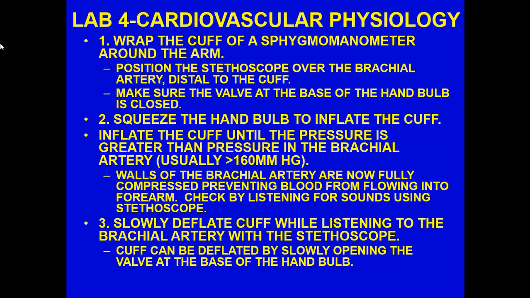Now, inflate the cuff until the pressure is greater than the pressure in the brachial artery. Usually it's about 160 or more. Okay? The walls of the brachial artery are now fully compressed, preventing blood flow into the forearm. You can check this by listening for sounds using a stethoscope.